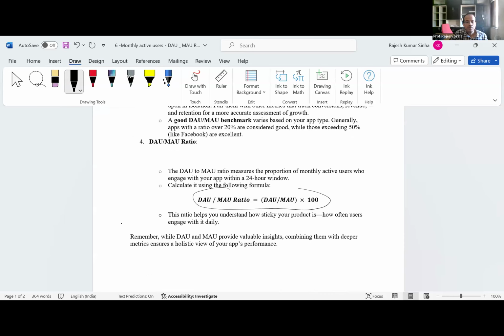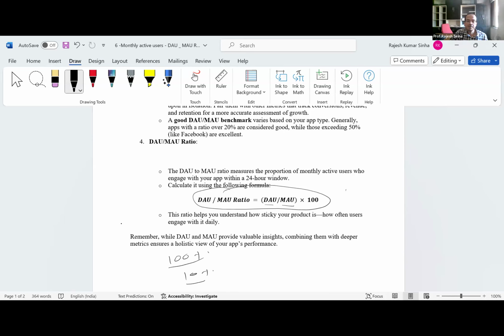This ratio: daily active users divided by monthly active users multiplied by 100. This percentage will be given. So the number of unique visitors daily divided by the number of unique visitors monthly will be a ratio. Why will this ratio be important? Suppose the ratio is high, 100%, or the ratio is 10%, then what? If the ratio is 100%, the meaning is that your monthly users are actually logging in daily. And at 10%, they are logging in after a gap of certain time.